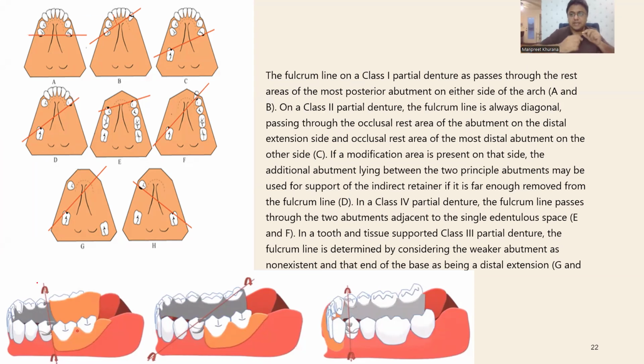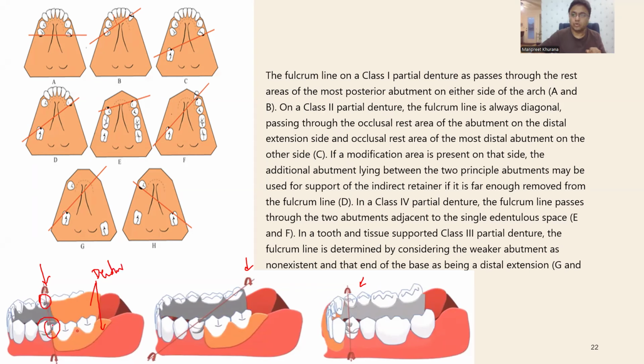This fulcrum line is an imaginary line. If you see here, in this case, in this case, and in this case, right? So in the first case, this fulcrum line is passing through the area of the occlusal rests of the abutment. So this is the partial denture, and these are the abutments. So it is taking support.